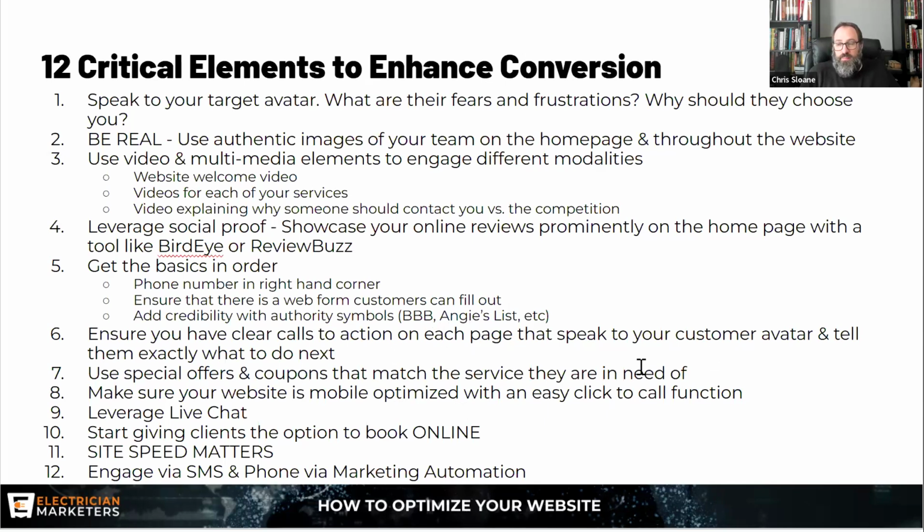So there's just some basic ways that things are laid out that you want to make sure are consistent with the average site that people see. Phone numbers in the right-hand corner. There's a web form, ideally a chat bot in the lower right, and adding credibility with authority symbols like Angie, Better Business Bureau, things like that. Okay. Number 6, you want to make sure you have clear calls to action on each page. So basically, the customer, you want the visitor of your website, your potential customer, to know what it is that they're supposed to do. Use special offers and coupons that match the service they're in need of.